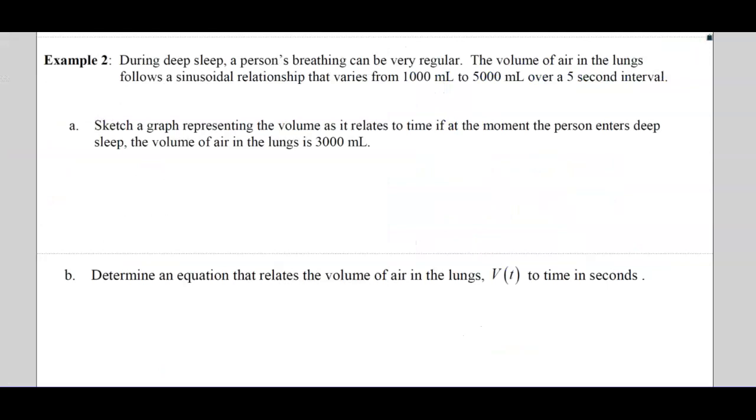Okay, so example 2 is during deep sleep. Hopefully that doesn't happen during class. Are you awake? Looks like you're in a deep sleep.